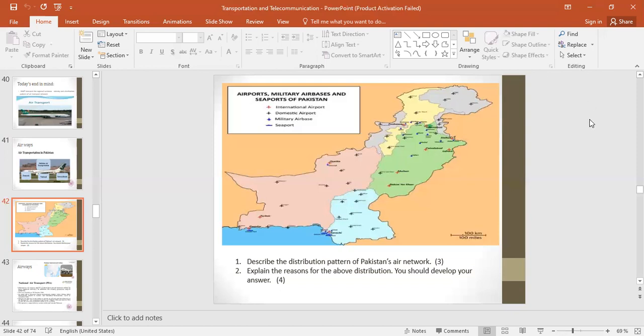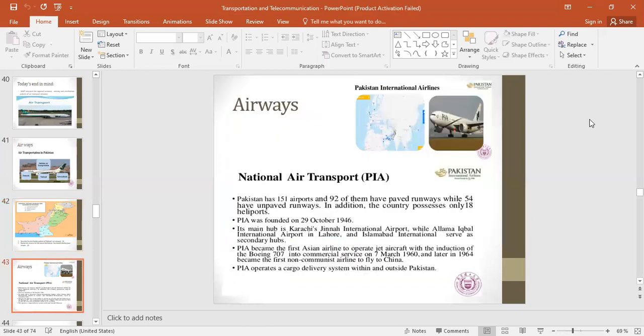Okay, let's proceed. PIA is the national airline of Pakistan, as we all know. PIA operates a cargo delivery system within and outside Pakistan, right? We transport goods and trade with other countries by the air network on a daily basis. Perishable items like fruits and vegetables are exported from Pakistan to the UAE, to different states of the UAE, every day. So we use the international mode of network for that cause. Its main hub is Karachi Jinnah International Airport. We have a number of international airports, right?